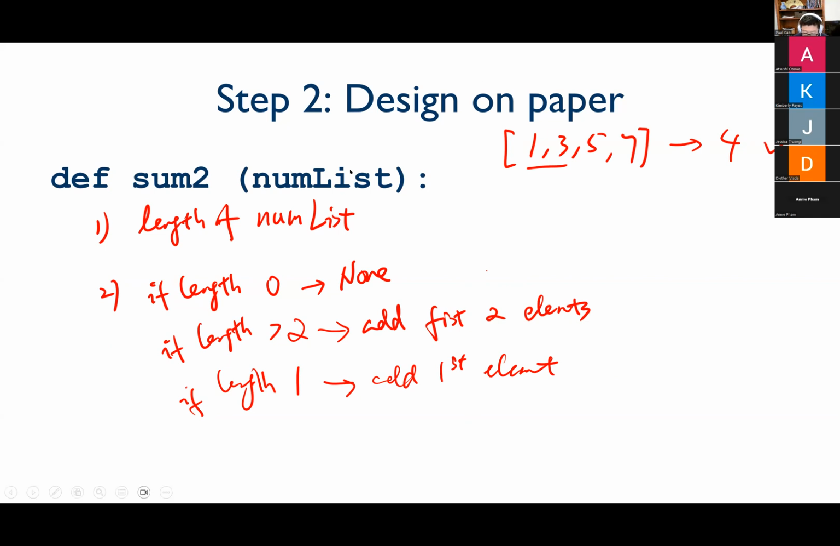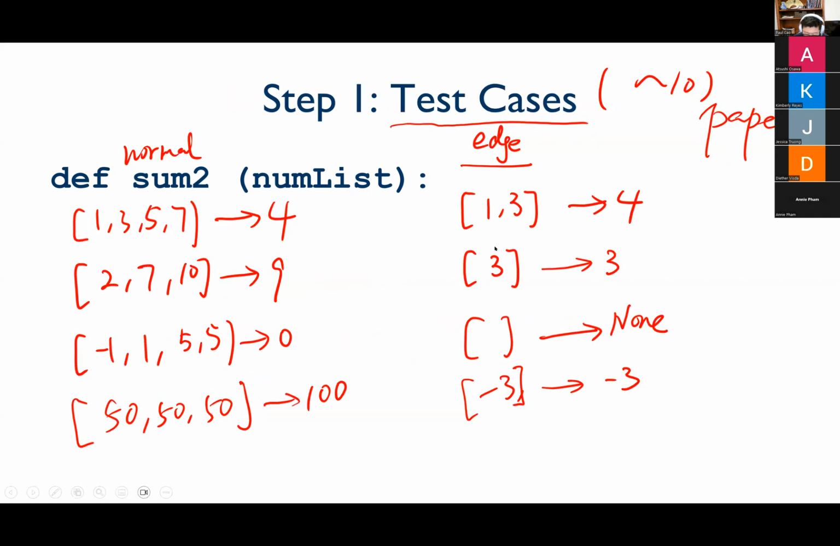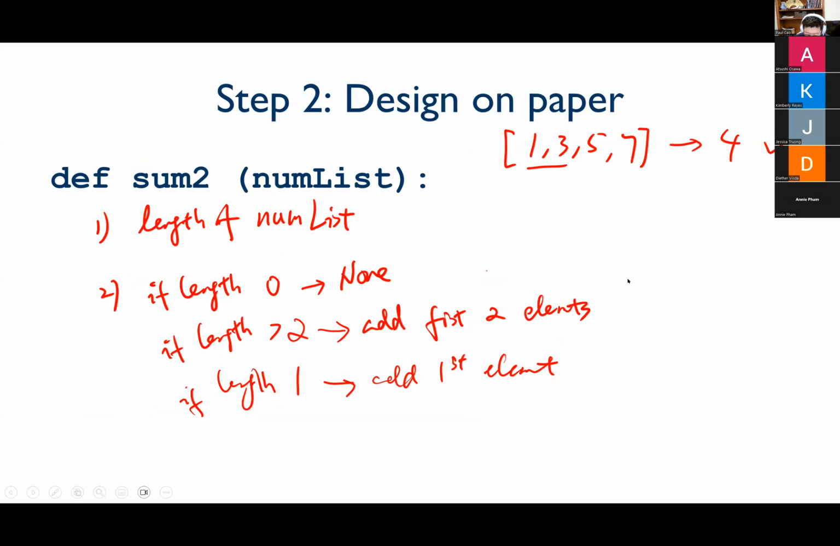And then you test against every test case. And for example, if I have 1, 3, the length is 2, right? The length of my list is 2. Is length 0? No. Is length bigger than 2? It's not. I probably should say its length is bigger than or equal to 2. If the length is bigger than or equal to 2, I should just add up the first 2 things. This one will give me a 4.